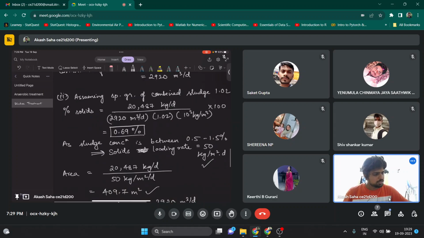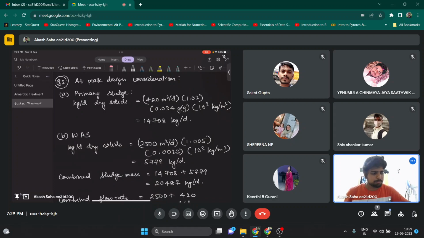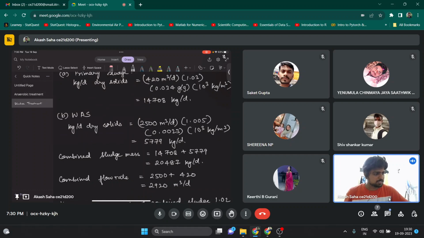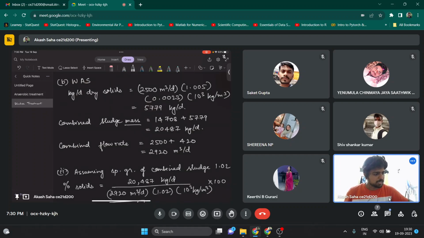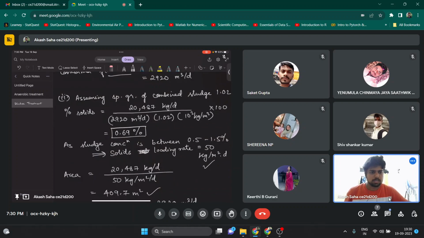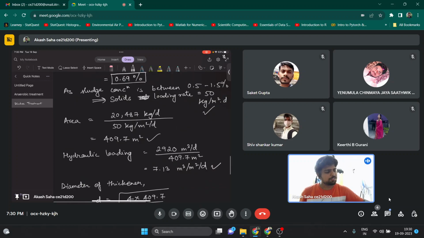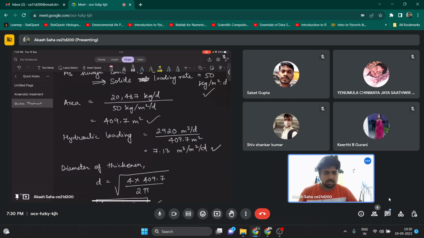So it's pretty simple. I will just go through it once again. First, we found out my dry solid content per day in the primary sludge, and then the dry solid content in the waste activated sludge. Then we found out the total sludge mass and the total flow rate. Once we got all these parameters, we found out my percentage solids, assuming a specific gravity of my sludge. We found it to be 0.69 percent, and based on that, we found the solid loading rate as per the guidelines. And then we found out the area, hydraulic loading, and the diameter of the thickener.